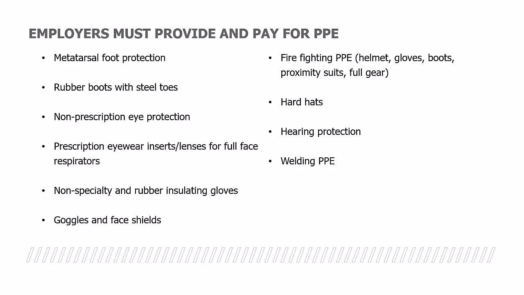The employers must provide and pay for the following. The metatarsal foot protection. That is actually the guard that goes up on top of the foot area. That's what they call a metatarsal guard. Rubber boots with steel toes in them, particularly if you're working in a lot of mud, water, things of that nature. Employers must also provide and pay for PPE such as non-prescription eye protection, prescription eyewear inserts for full-face respirators, non-specialty and rubber insulating gloves, goggles and face shields they're required to pay for.